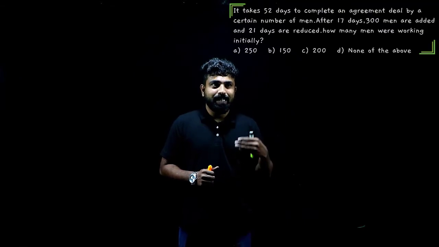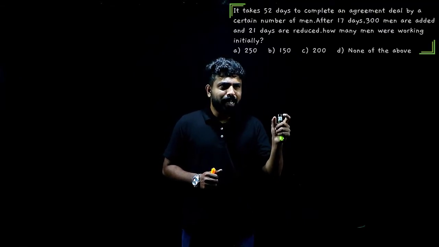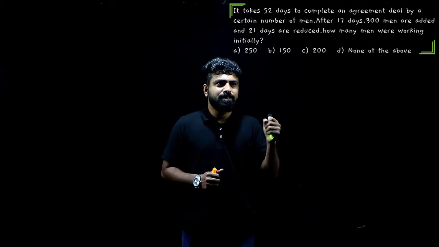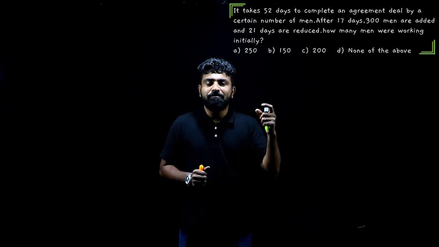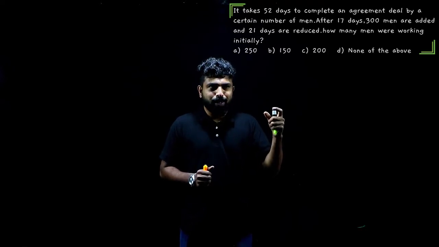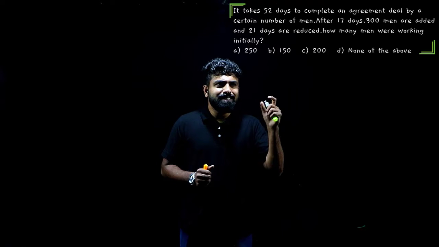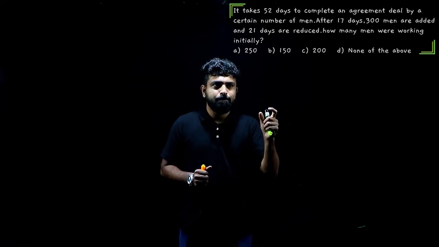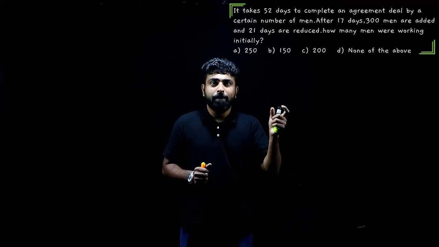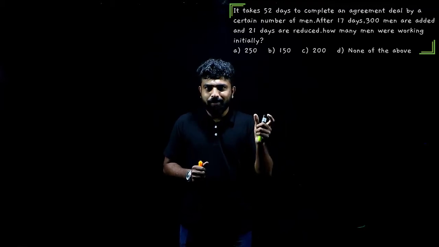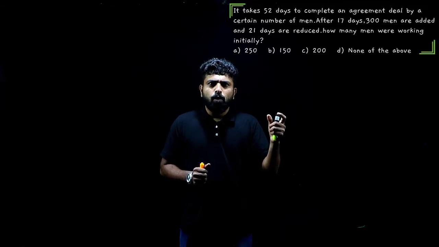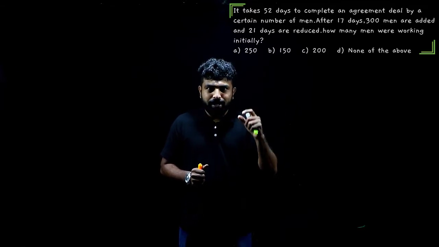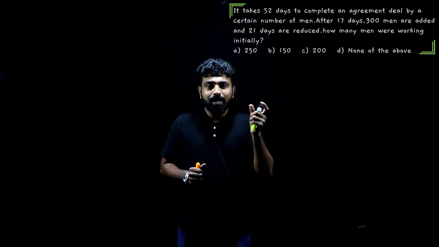So let us move on to our next question here. What does it say? It says that it takes 52 days to complete a piece of work by a certain number of men. So there are certain number of men working on some project. They take 52 days. Now the next part of the question is, after 17 days 300 men are added and 21 days are reduced, meaning they were in some hurry, so they had to finish the project earlier, so they added 300 men more. Because of that 21 days were reduced. They could finish the project 21 days early.